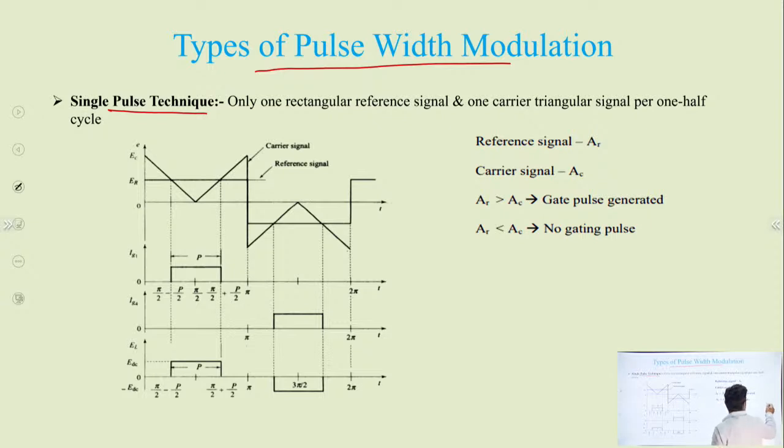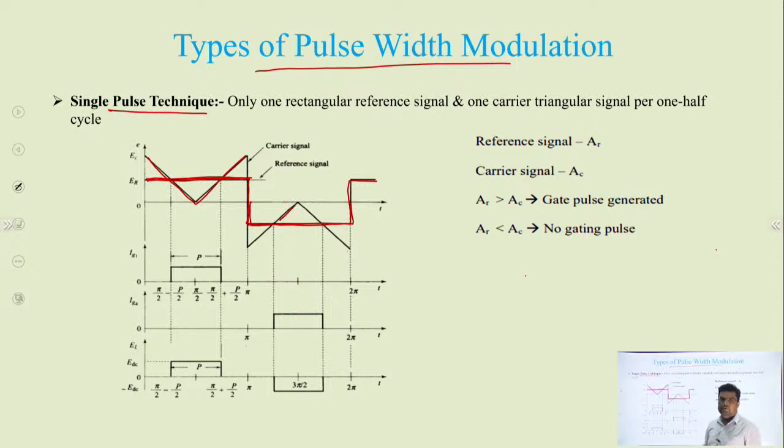In this case you can see, for one time period, that is on plus off, for the on there will be one carrier and one reference, that is a square wave, and for the off cycle the reference signal will be a square wave of half of that, along with the carrier signal.